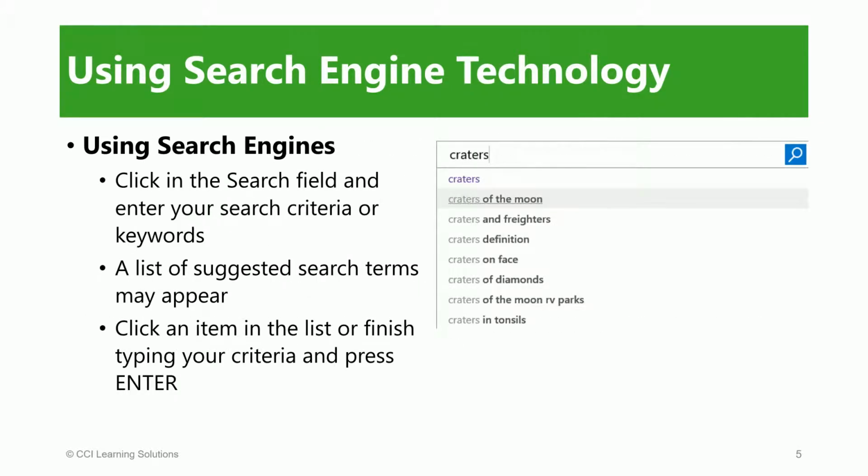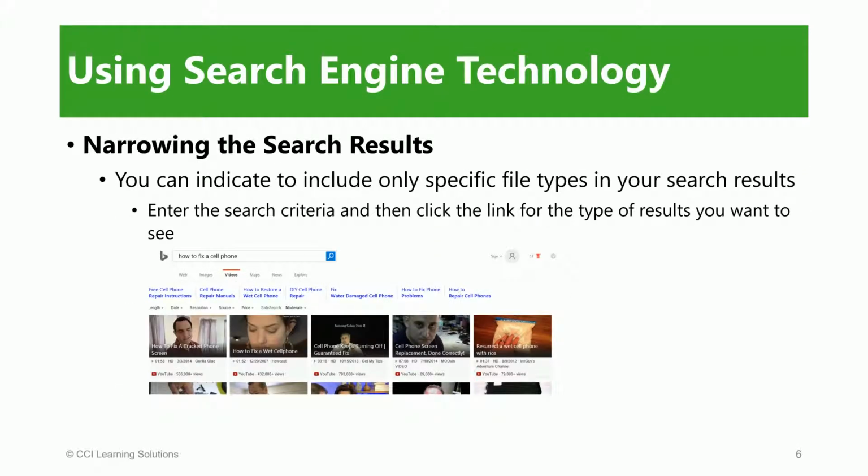Using search engines: click in the search field and enter your search criteria or keywords. A list of suggested search terms may appear. Click an item in the list or finish typing your criteria and press enter. Narrowing the search results: you can indicate to include only specific file types in your search results. Enter the search criteria and then click the link for the type of result you want to see.